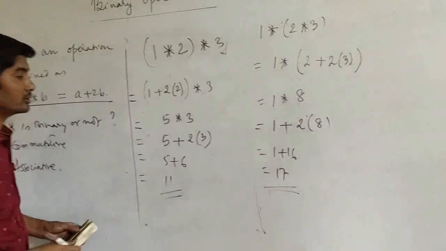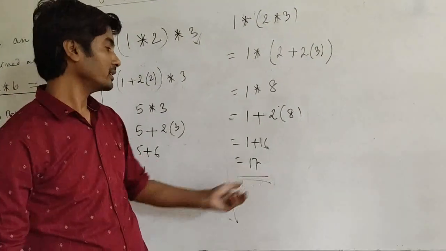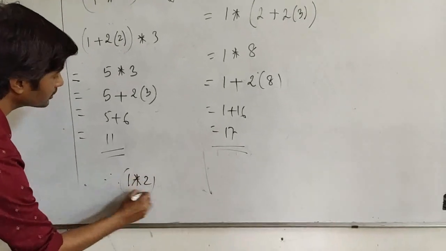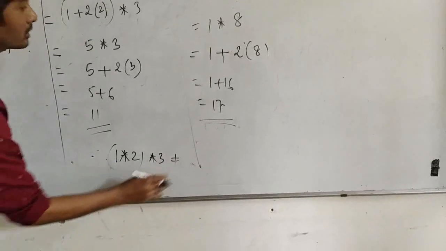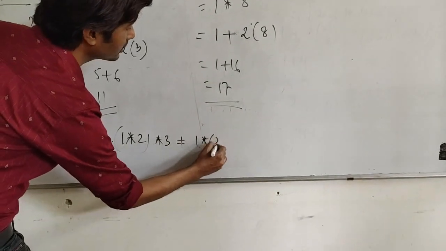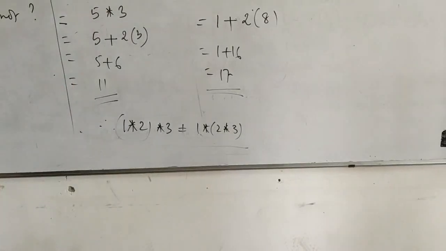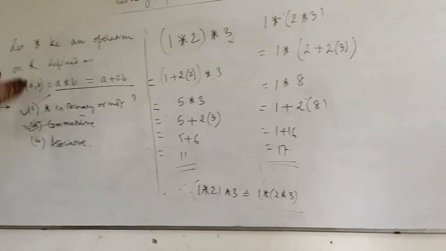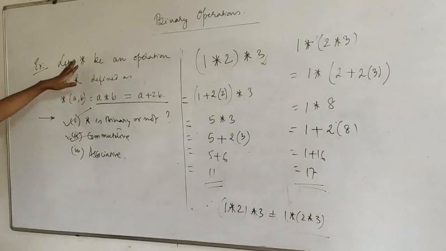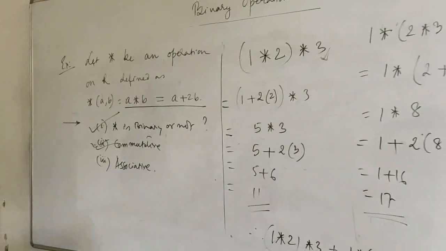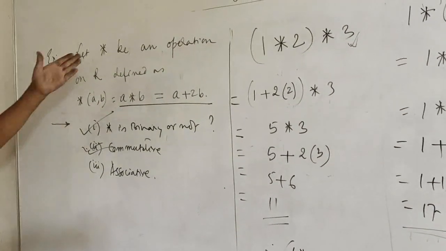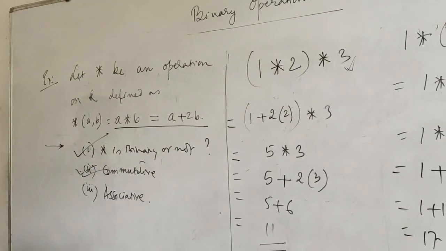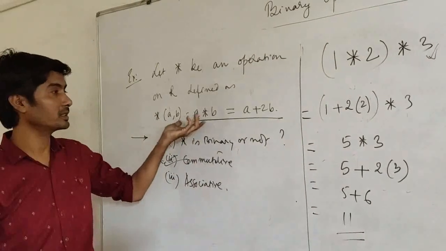Look at these two values. One is 11 and the other is 17. These two are not same. Therefore, our conclusion is that 1 star 2 star 3 is not equal to 1 star 2 star 3, thus proving that star is not associative here. Now dear students, once again you look at this question. See here, star was an operation and it is defined on the set R in this way. Now what we have done, we have completed 3 steps for this particular sum.